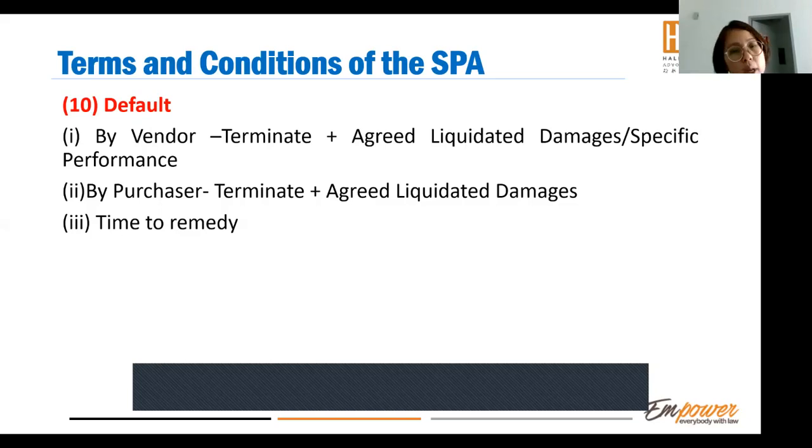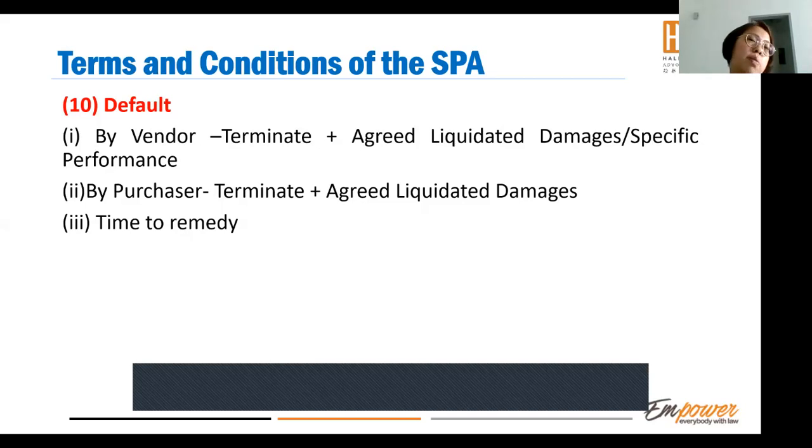If the purchaser terminates, it always comes together with the agreed liquidated damages, which is normally 10% of the purchase price. If it is because of the vendor's fault and the purchaser wants to terminate, then the vendor has to refund all the money, all the purchase price that the vendor already received from the purchaser. And the vendor also needs to pay another additional sum, let's say 10% of the purchase price, as liquidated damages for the vendor's breach.